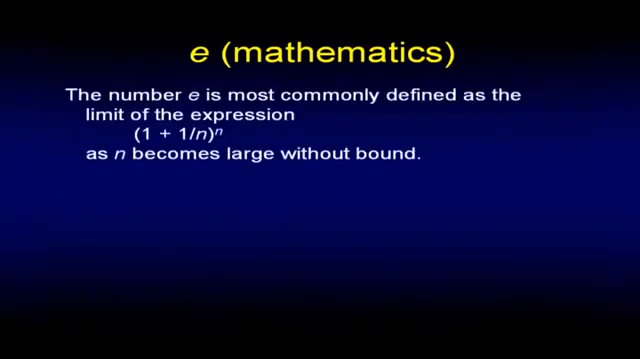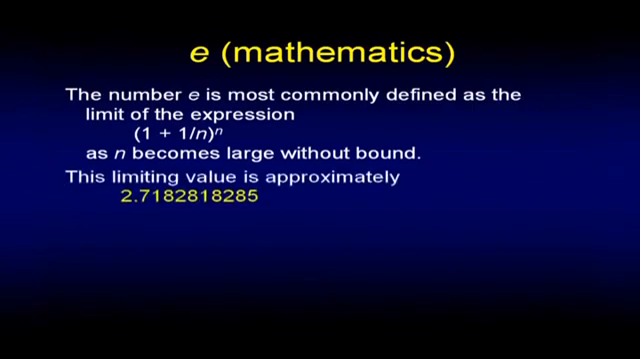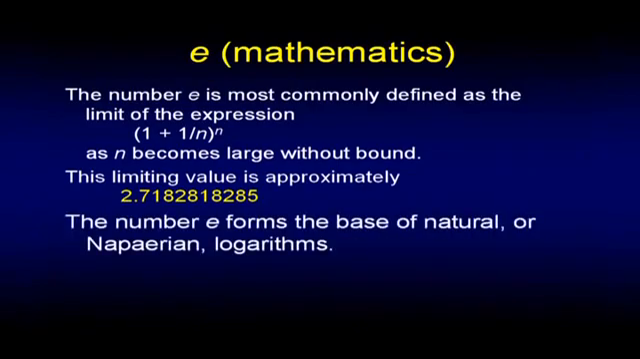Well, E is a number you may not have run into, but it's very widely used in mathematics. It's defined by an expansion, which I won't go into here. Its limiting value is about 2.718281828, and so on. The number E forms the base of natural or Naperian logarithms.